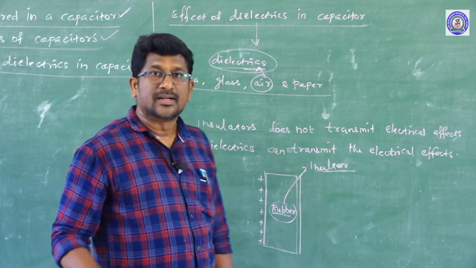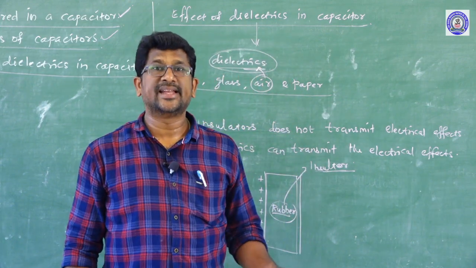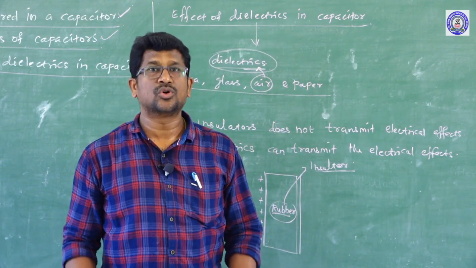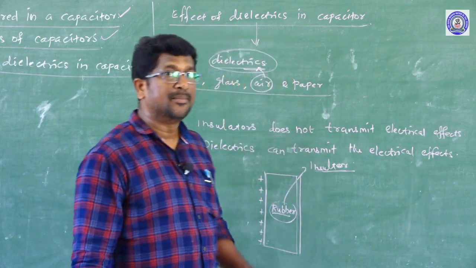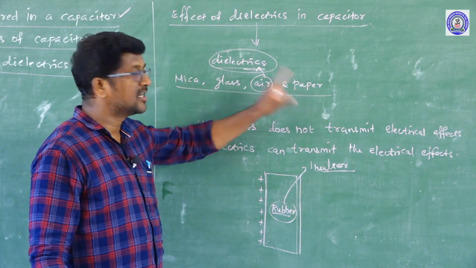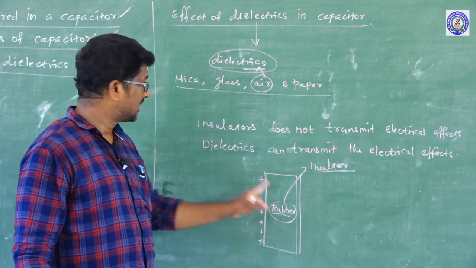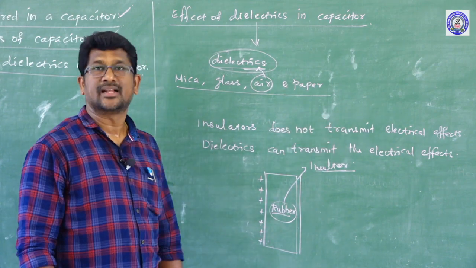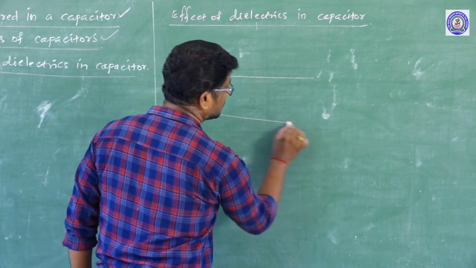So, clear? The dielectric is nothing but insulating material which does not contain any free electrons in it. So, it does not allow the electric current to pass through it. The best examples for dielectric materials are mica, glass, air and paper. Insulator does not transmit the electrical effects, whereas dielectric can transmit electrical effects. Once again, we consider a parallel plate capacitor.